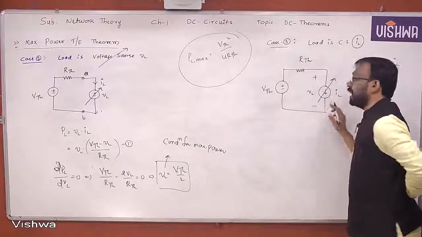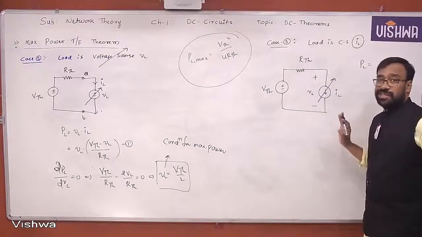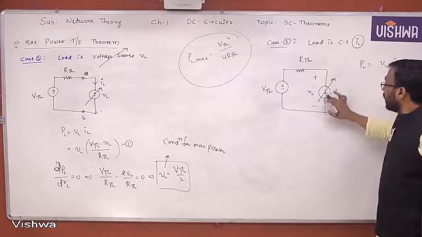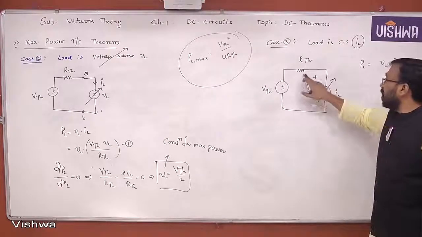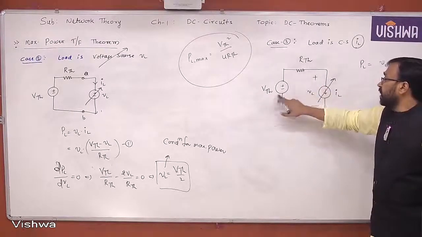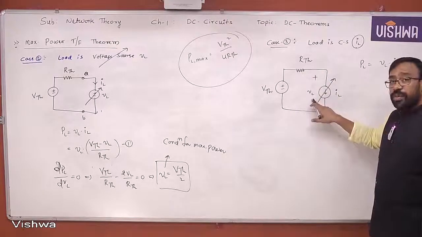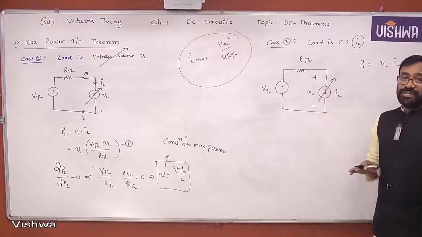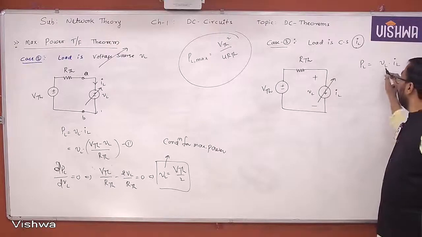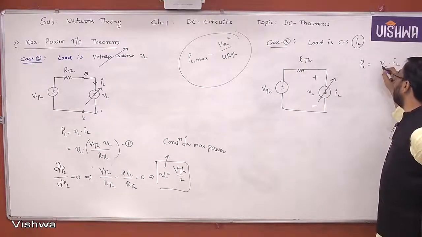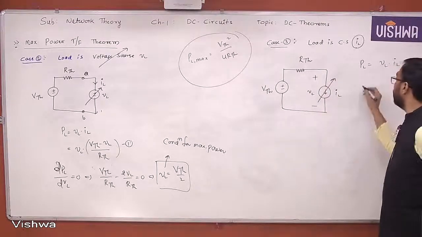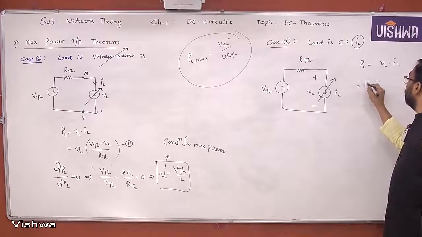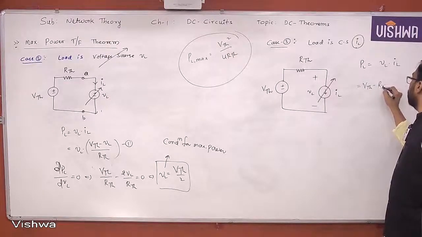Here VL and IL, again there are two variables. PL is equal to VL into IL. When IL is changing, what is happening? VL will also change. Simple, because when IL is changing, the drop across the RTH will change. VTH minus the drop is nothing but VL. Therefore, when IL is changing, VL will also change. Yes or no? That is why we try to express this VL in terms of IL and other constants. That's it. So what does that tell me? VL is nothing but VTH minus RTH into IL.